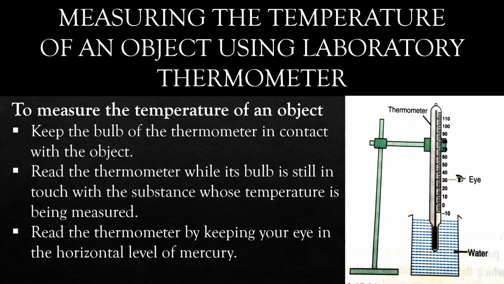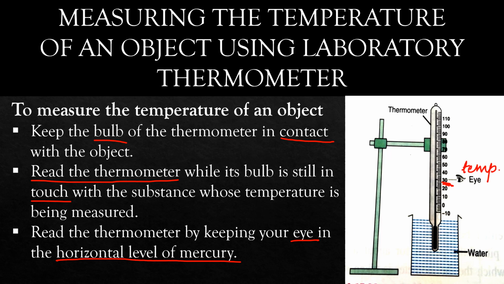To measure the temperature of an object using a laboratory thermometer, put the bulb of the thermometer in that object. After some time, when you notice no further rise in mercury, read the thermometer while its bulb is still in touch with that object, keeping your eye horizontal with the level of mercury, and then read the marking till which mercury has risen. That marking tells us the temperature of that object.